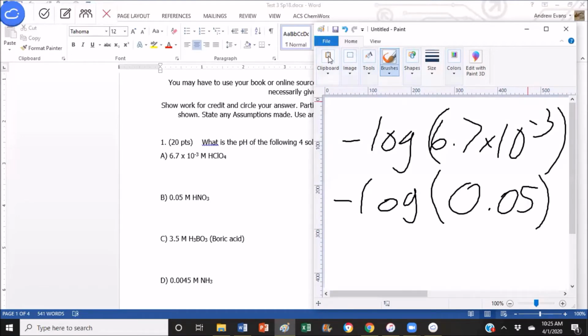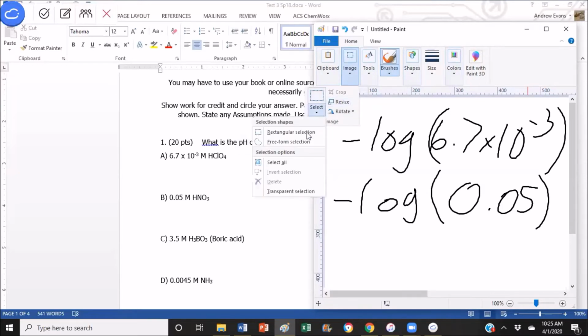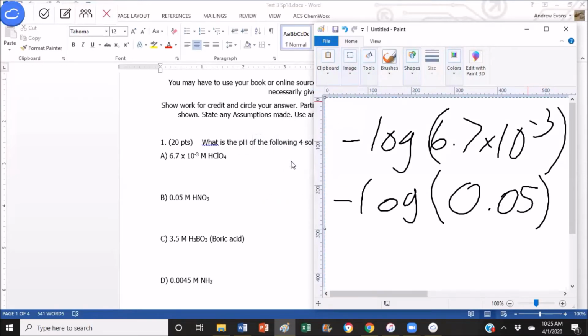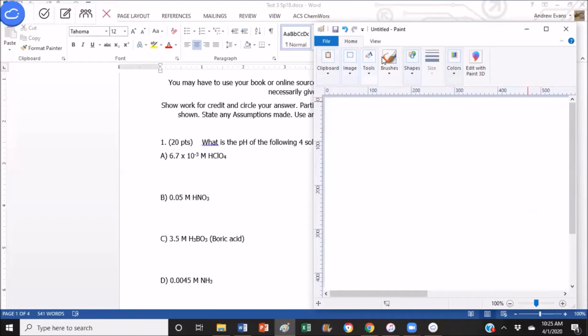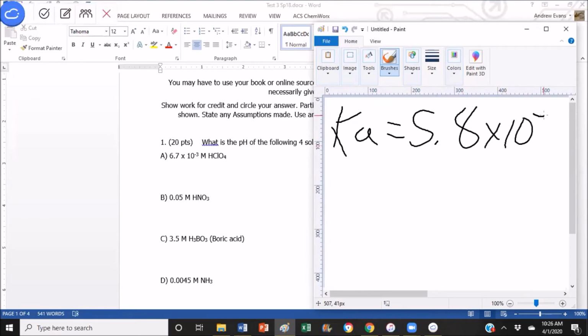I'm going to finish these two problems and then I'm going to stop and restart this. I want to finish all of question 1. Now, boric acid. You look up boric acid, and you get that boric acid has a Ka of 5.8 times 10 to the negative 10th. So, it's weak.